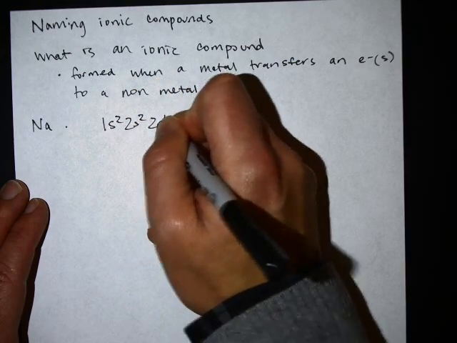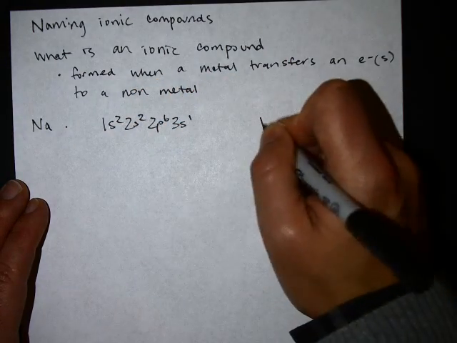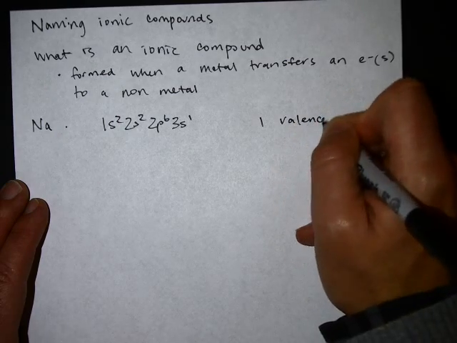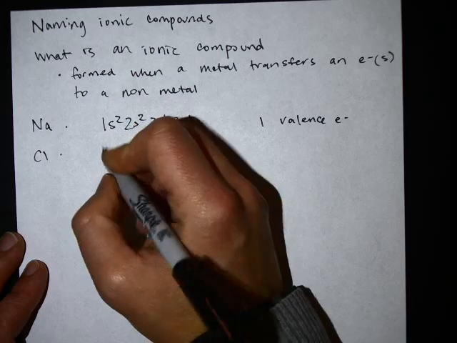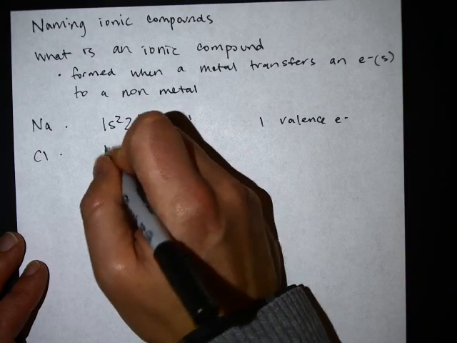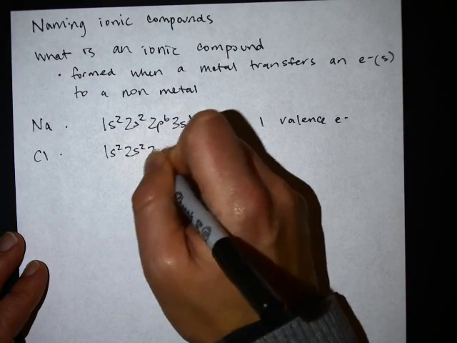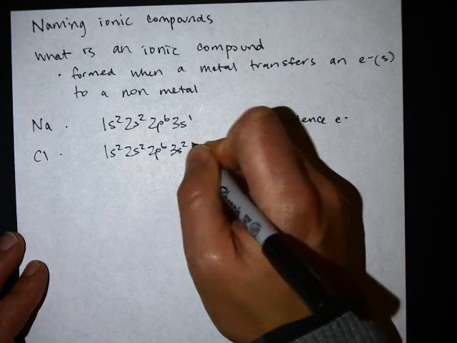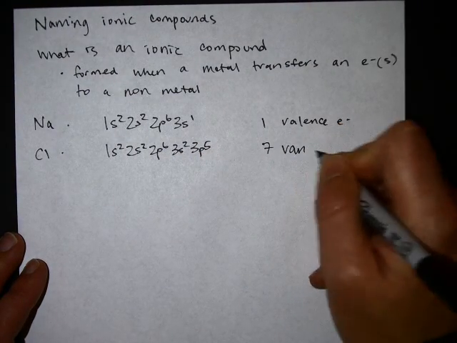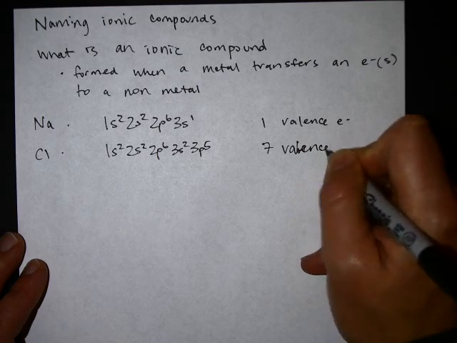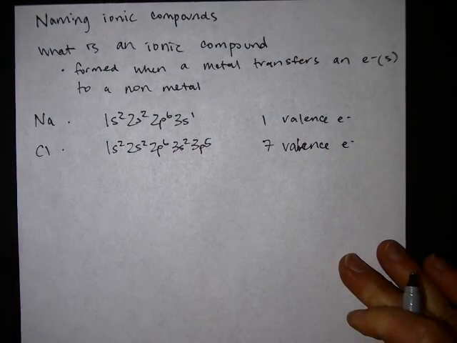It looks like this. For sodium, its configuration is 1s2, 2s2, 2p6, 3s1, and it has one valence electron. And it likes to pair up with chlorine, which is 1s2, 2s2, 2p6, 3s2, 3p5, and it has 7 valence electrons.